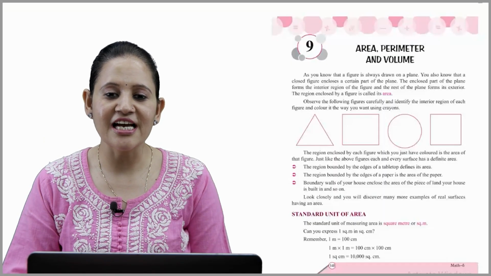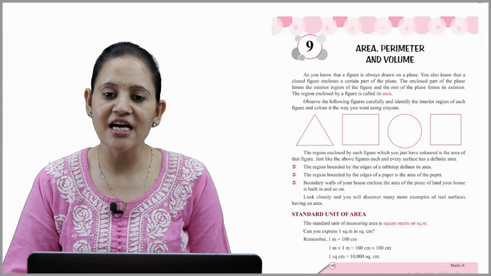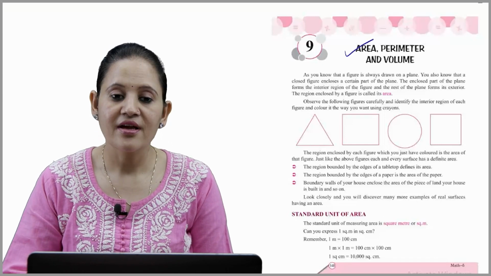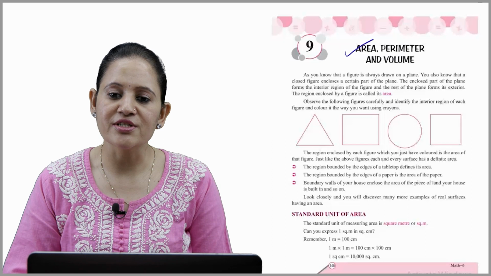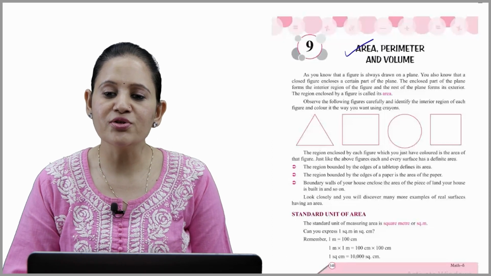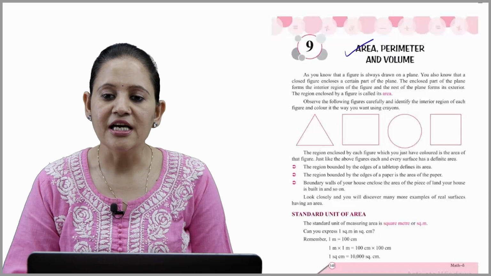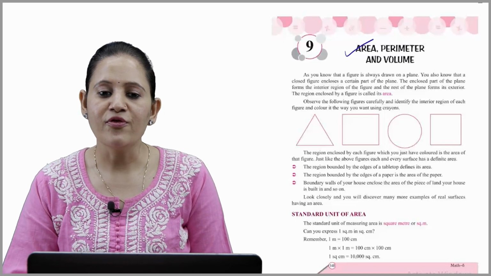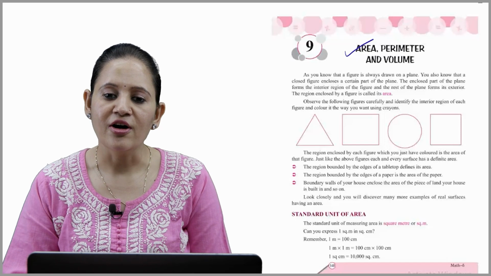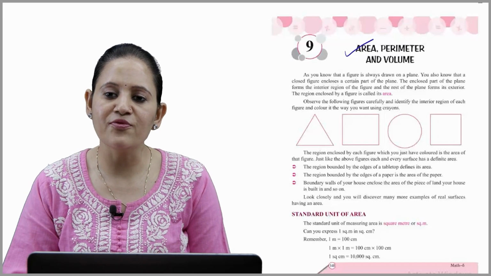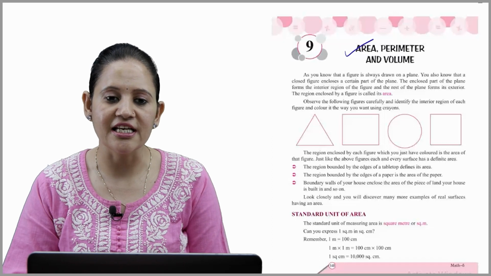Welcome to today's maths class, and today we'll do area, perimeter and volumes. As you know, a figure is always drawn on a plane. You also know that a closed figure encloses a certain part of a plane. The enclosed part of the plane forms the interior region of the figure, and the rest of the plane forms the exterior region. The interior region enclosed by the figure is called the area.